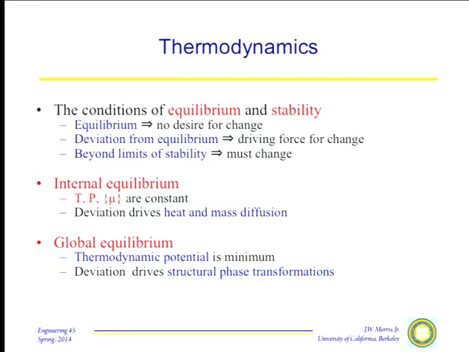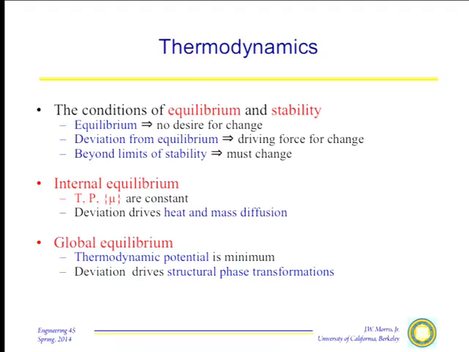So we have equilibrium, we have deviations from equilibrium that give us driving forces from thermodynamics, and finally we have limits of stability beyond which a system must change spontaneously, and they actually do. We will, in thermodynamics, in studying equilibrium, find, first of all, conditions of internal equilibrium. That's that the temperature, the pressure, and the various chemical potentials are the same. The deviations from these conditions of internal equilibrium drive, for example, the diffusion of heat and the diffusion of mass.